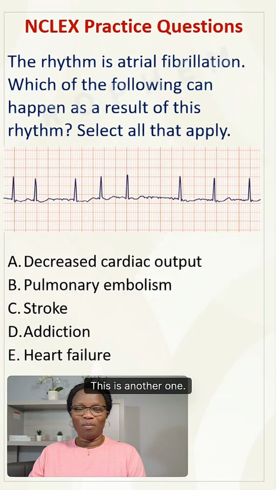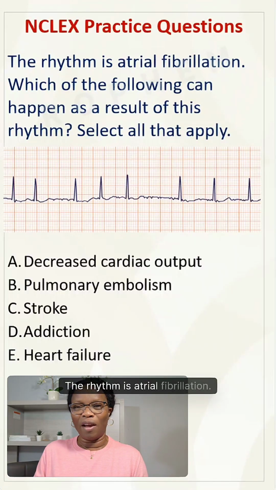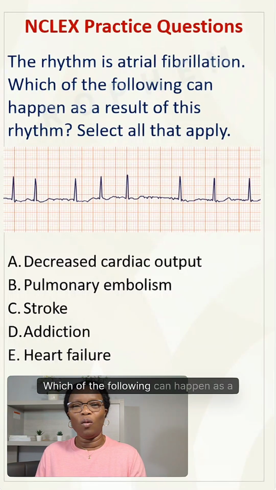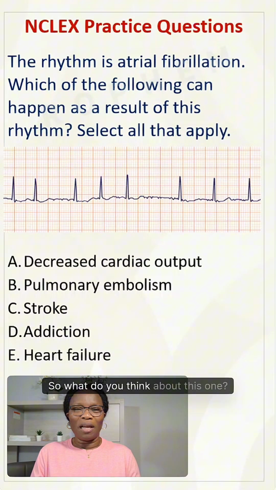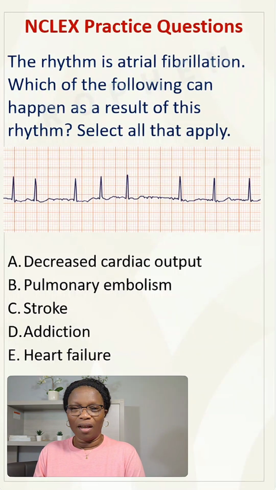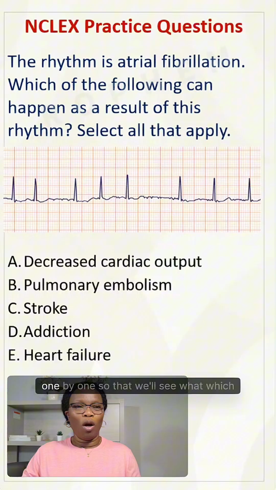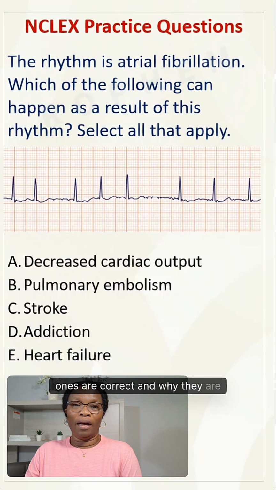This is another one. The rhythm is atrial fibrillation. Which of the following can happen as a result of this rhythm? Select all that apply. So, what do you think about this one? Take a look at all the answer choices. What we are going to do is take the answer choices one by one so that we'll see which ones are correct and why they are correct.